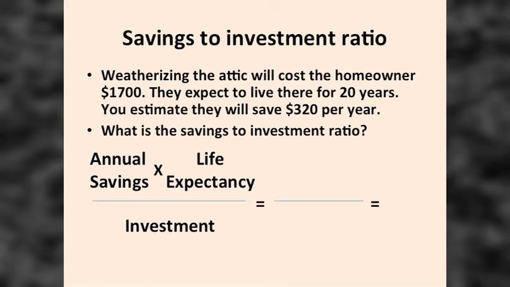Weatherizing the attic will cost the homeowner $1,700. They expect to live there for 20 years. You estimate they will save $320 per year. So what are we going to do on this one? We're going to multiply our annual savings times our life expectancy. Everybody agree with that? 6,400?